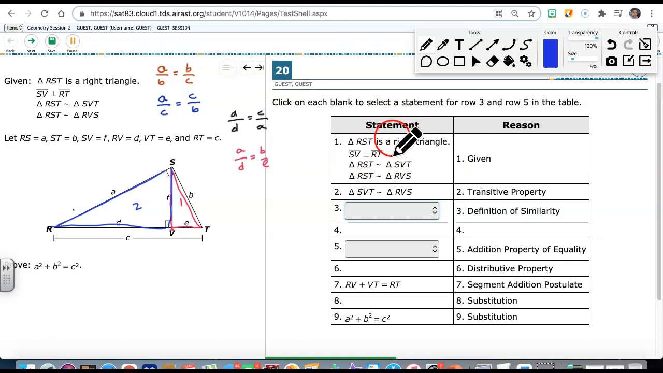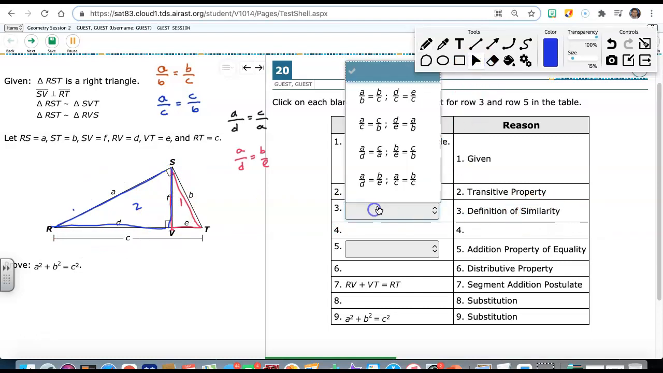This is the given information. The big one is similar to the little one. The big one is similar to the medium one. Therefore, the little one is similar to the medium one, and it's called transitive because I'm comparing 3 triangles: the little one, the medium, and the big triangle. Then here, there's going to be the definition of similarity, which is where I have all these proportions. I need to check and see which one makes sense.